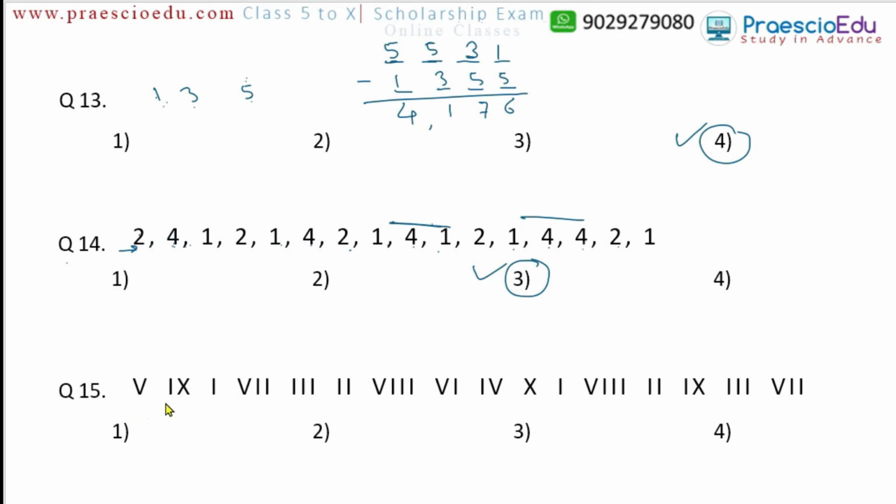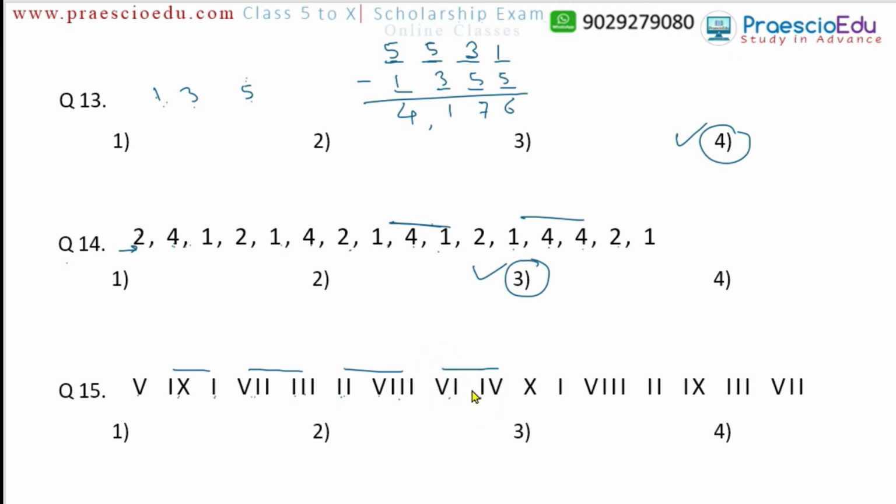The Roman number series is given. How many times is the sum of adjacent two numbers found to be 10? In this one we have to find the adjacent additions, and it should become 10. This is the Roman number 5 and this is 9. 5 plus 9, 14 comes, so not possible. 9 plus 1, yes, 10 is possible. 1 plus 7, not. Then 7 plus 3, yes, possible. Then 3 plus 2 not possible, but 2 plus 8 is possible. So this one we will take. 8 plus 6 cannot be. 6 plus 4, yes, can be.